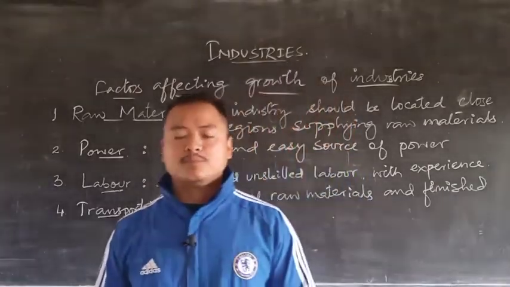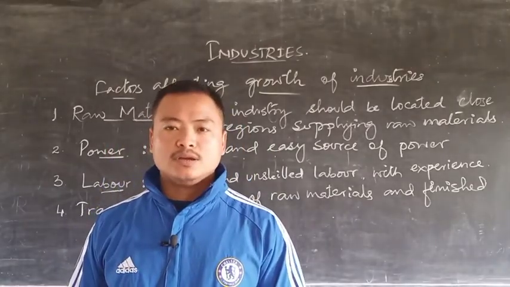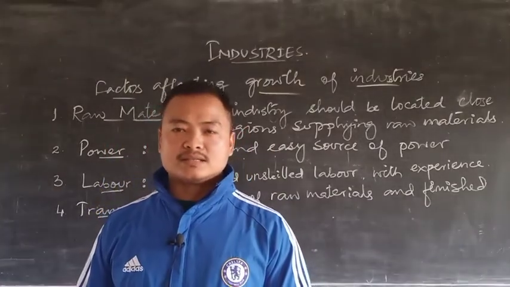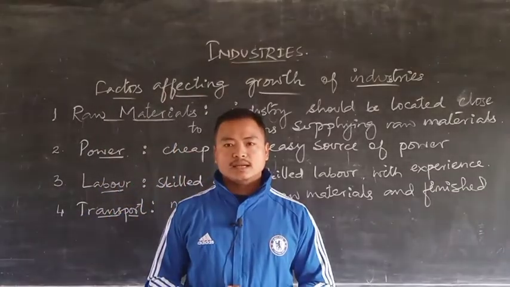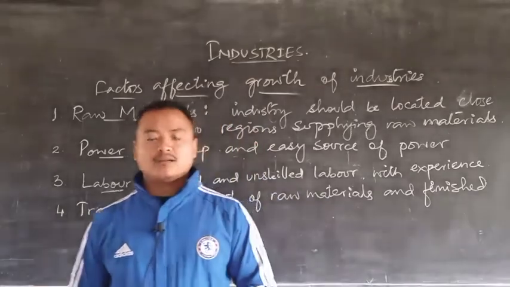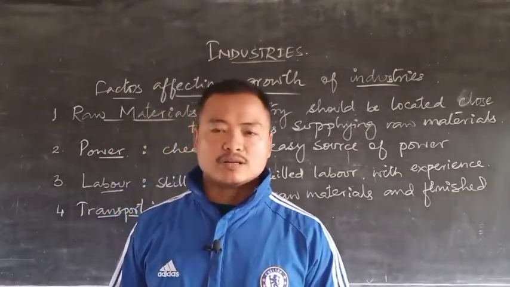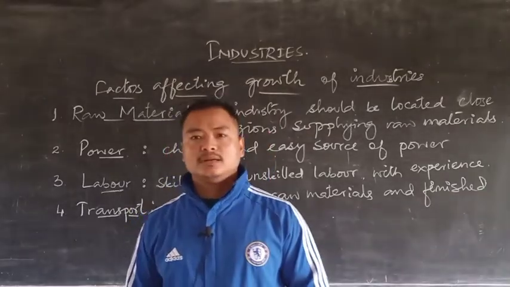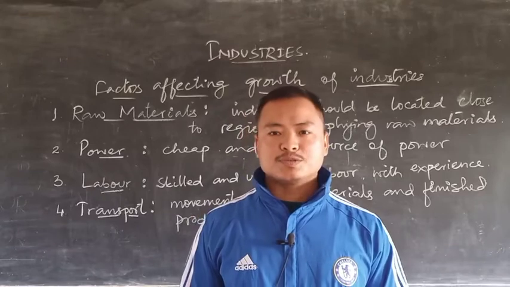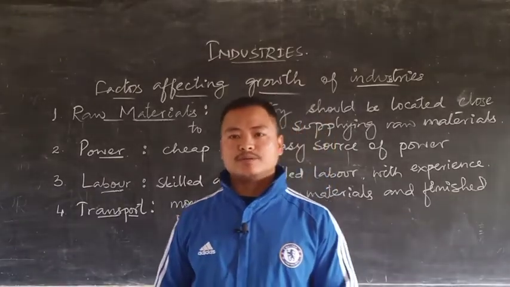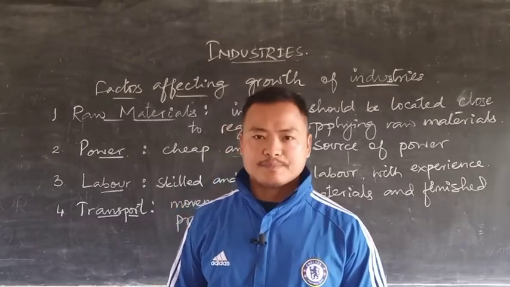The fourth factor is transport. Transport plays a very important role in the growth of an industry, because all the raw materials brought to an industry, or any finished products produced in that industry, have to be moved. For example, for an industry that requires cotton as its raw material, it is transport that helps bring this cotton from the nearby agricultural fields to the factory.